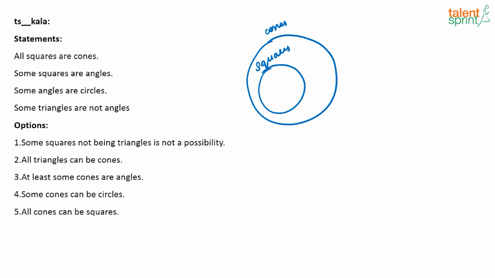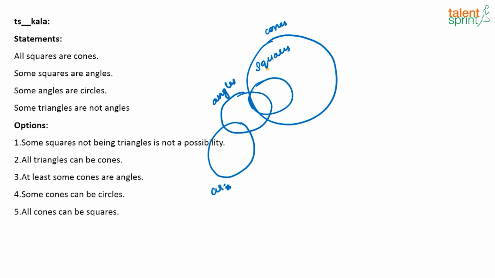Some squares are angles. Let this be squares, and some squares are angles. Some angles are circles, and some triangles are not angles. So there is a set called triangles, and between the set angle and triangle, some triangles, this set of triangles, are not angles. They are disjoint. Okay, sorry, not like that. Yeah, some triangles are not angles.